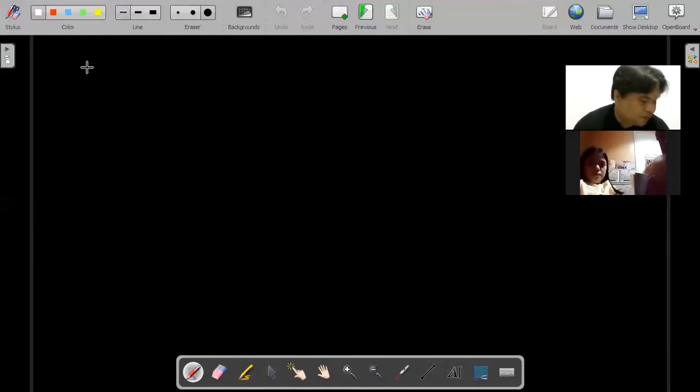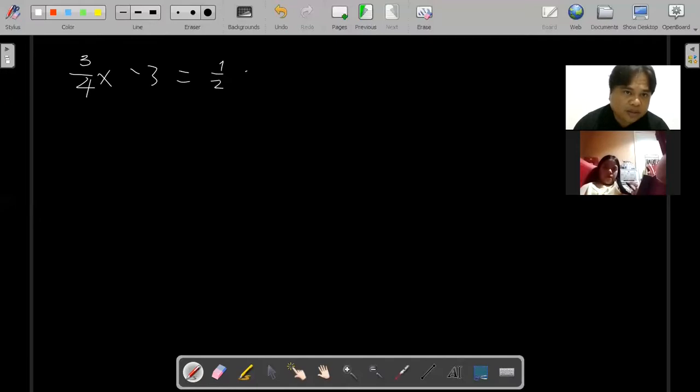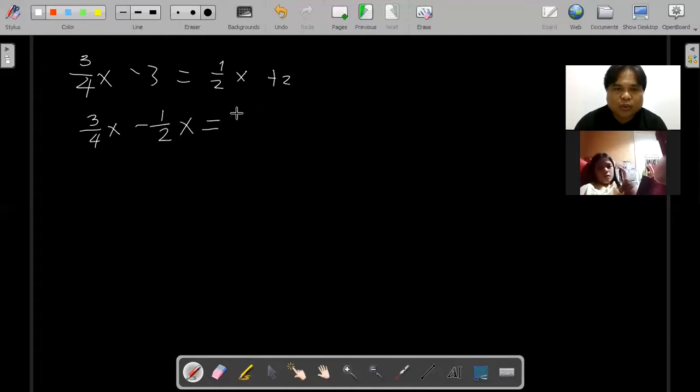You have 3/4 x minus 3, equals 1/2 x plus 2. Okay. So what you will do here, this is pretty easy. Why? Because all you need to do is directly combine like terms. So 3/4 x, transpose the 1/2 x to the other side, it becomes 3/4 x minus 1/2 x equals to 2. Then transpose the minus 3 to the other side, this becomes plus 3.